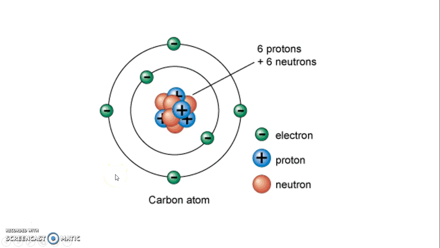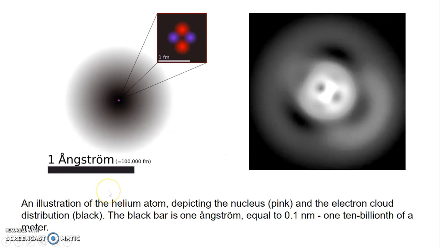The other thing you're going to want to learn about is the relative masses of each of these particles: a proton has a relative mass of 1, a neutron has a relative mass of 1, and the electrons have a very, very tiny mass that doesn't really affect very much. So the mass of the atom as such is protons plus neutrons.